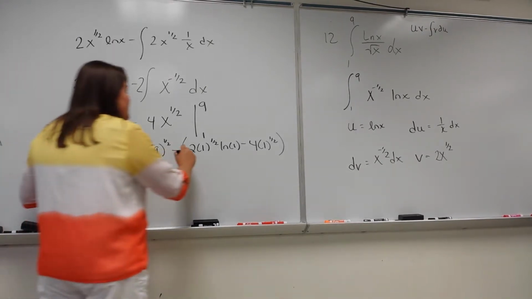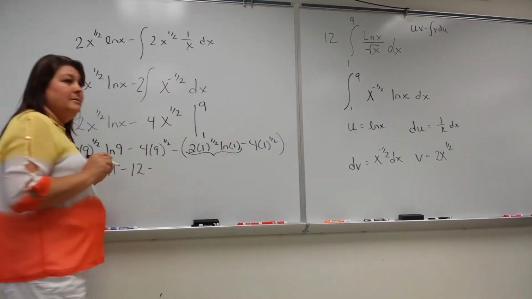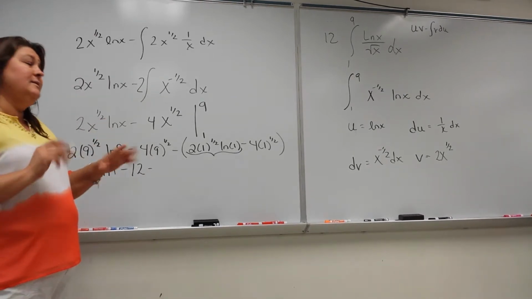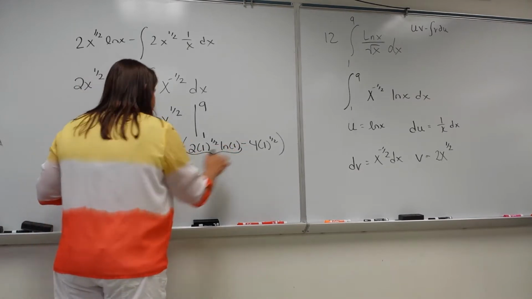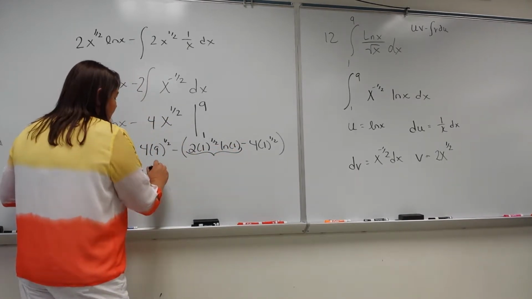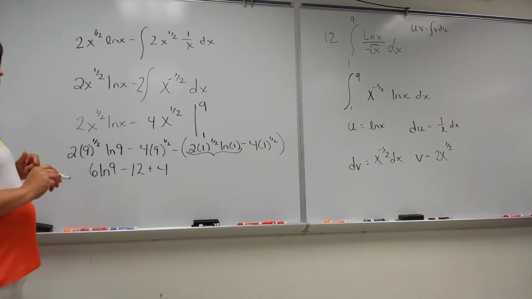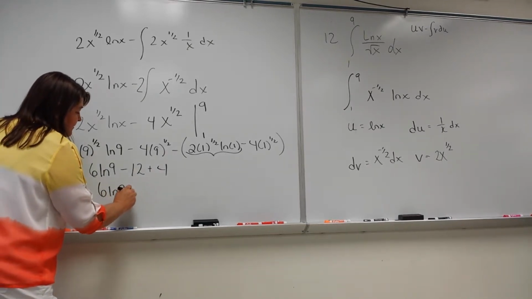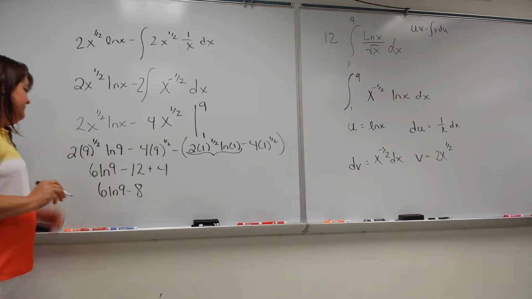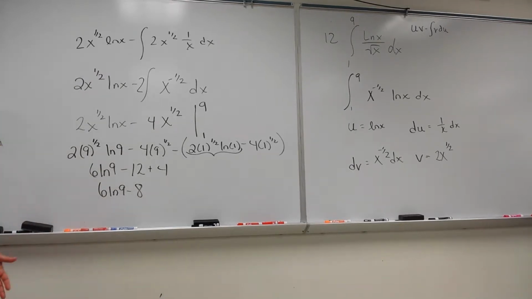All this junk becomes 0, right? Because ln of 1 is 0, and anything times 0 is 0. Two negatives make a positive, so plus 4. Clean her up a little bit. So you have 6 ln of 9 minus 8. It's really not bad. You were able to follow it with some comfort level?